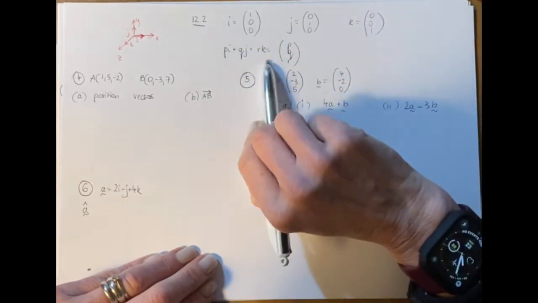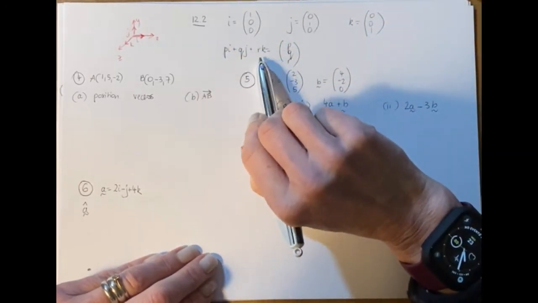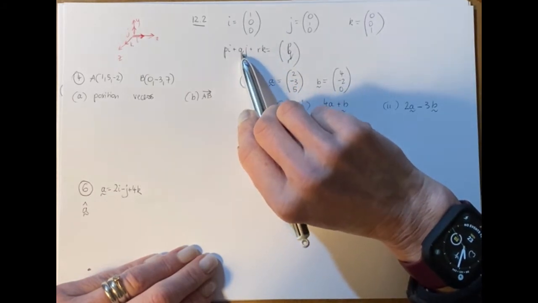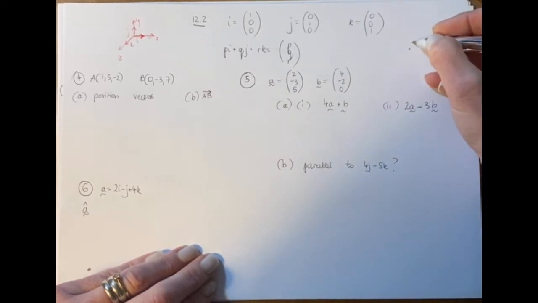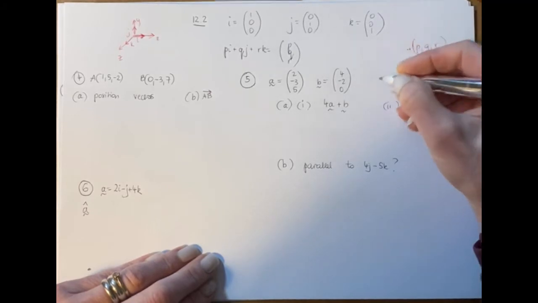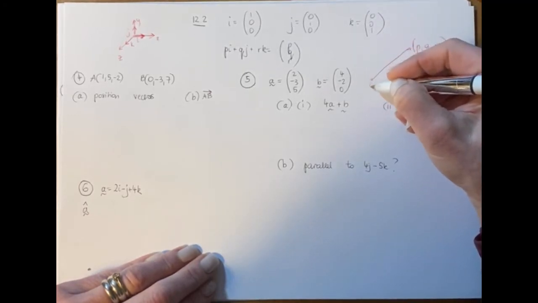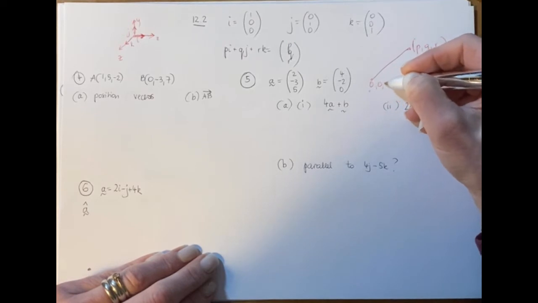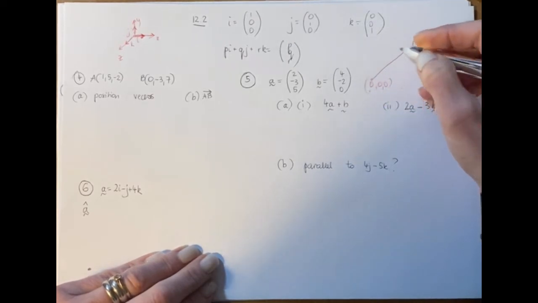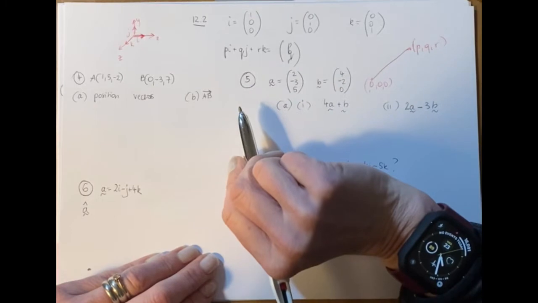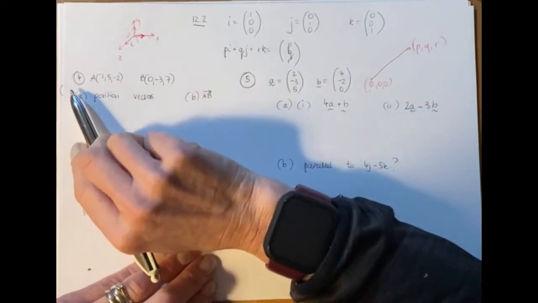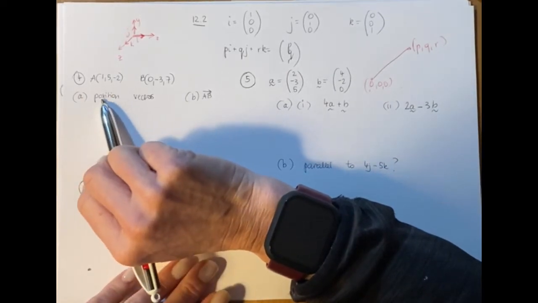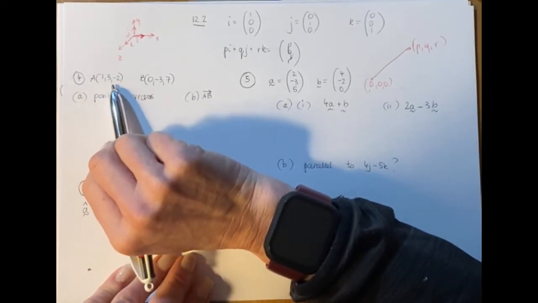So if you've got a general vector PQR, PI plus QJ plus RK, so this is the vector that is a point with the coordinates P, Q, R, the position vector of that point, if this is the origin, can be written as PQR vertically or horizontally, like this. So let's have a look at question 4. We've got to express the position vectors in IJK notation.